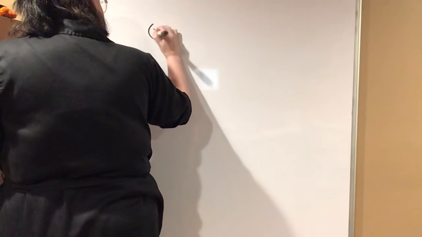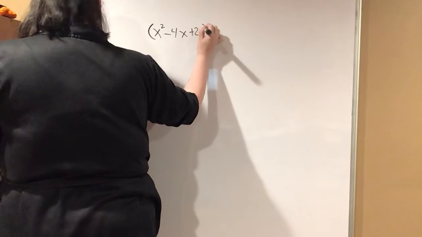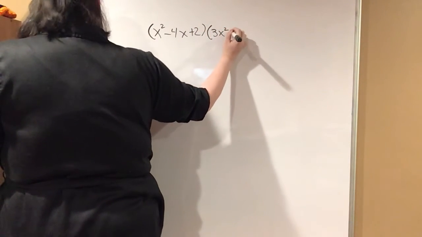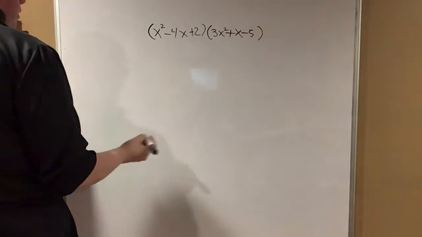So if we're given x squared minus 4x plus 2, we're multiplying it by 3x squared plus x minus 5. Let's draw our box.